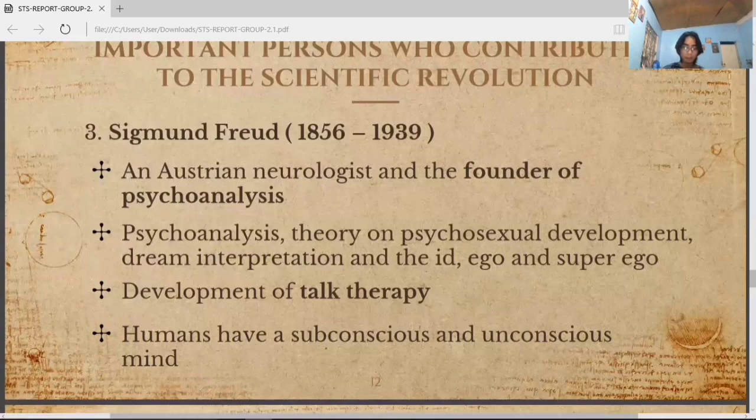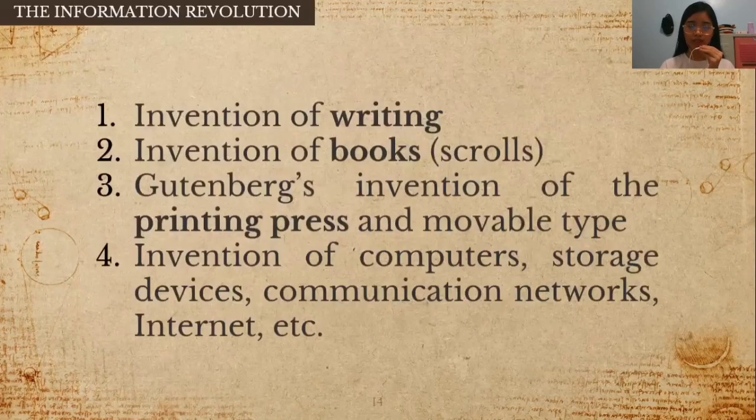Going to the Information Revolution, it is actually divided into four. The first one is the invention of writing, which happened around 5 or 6,000 years ago in Mesopotamia. The second one is the invention of books in China around 1300 BC. The third one is Gutenberg's invention of the printing press and movable type between 1450 and 1455 in Germany. And lastly was the invention of computers, storage devices, communication networks, and the internet in the 1940s, which paved the way to the technology that we have today.